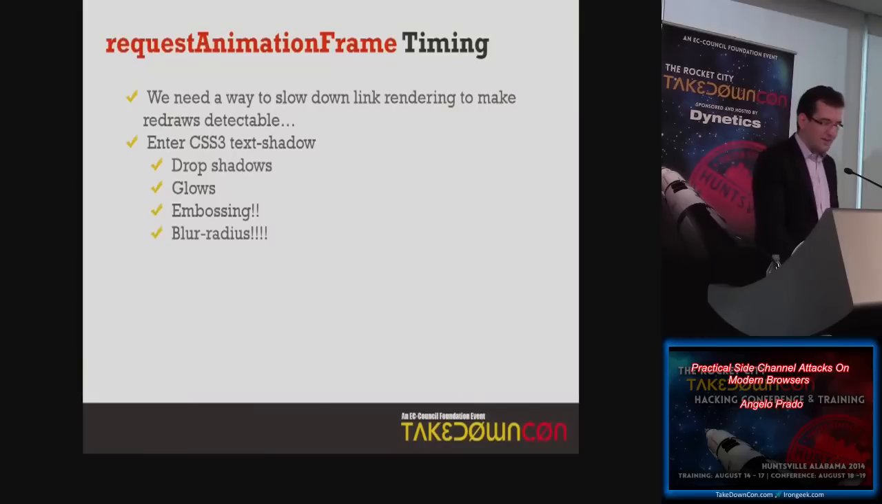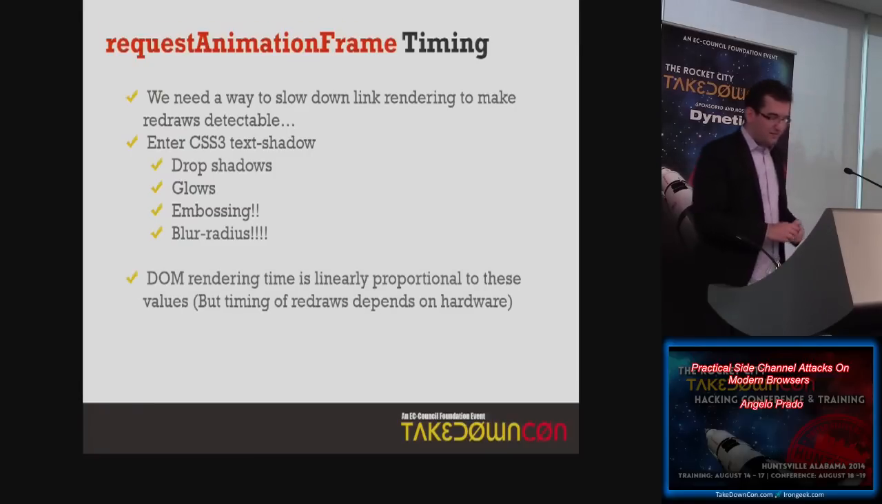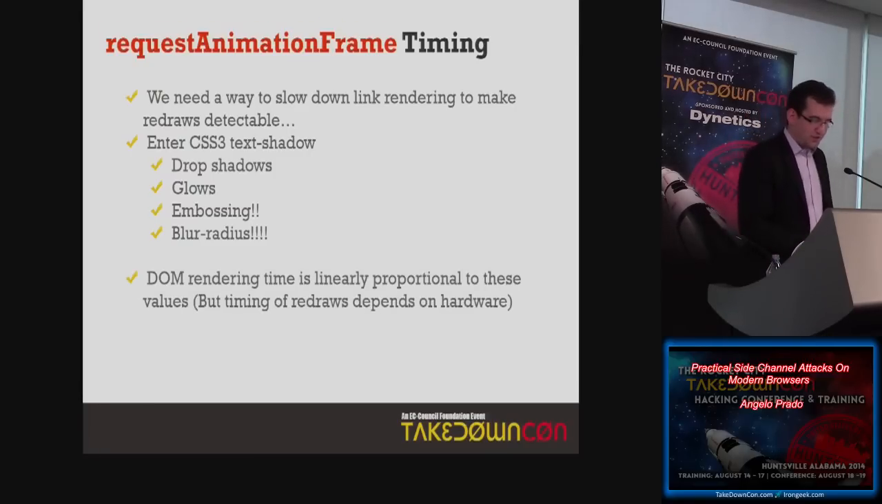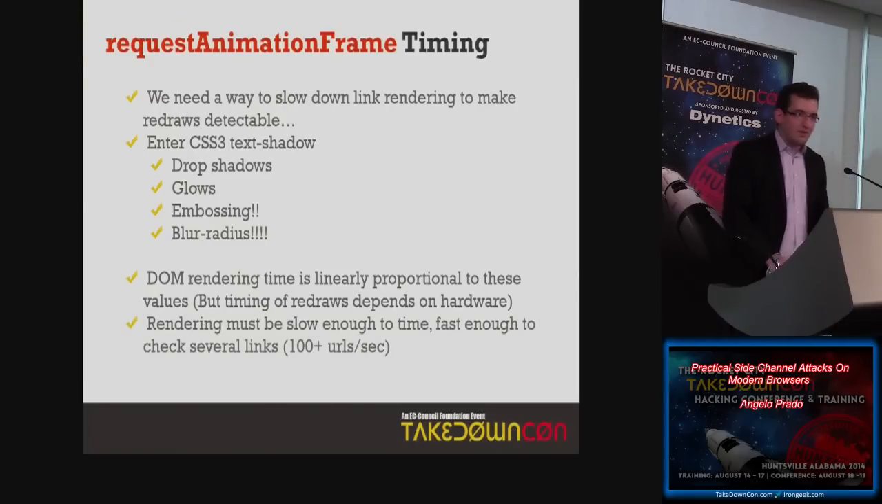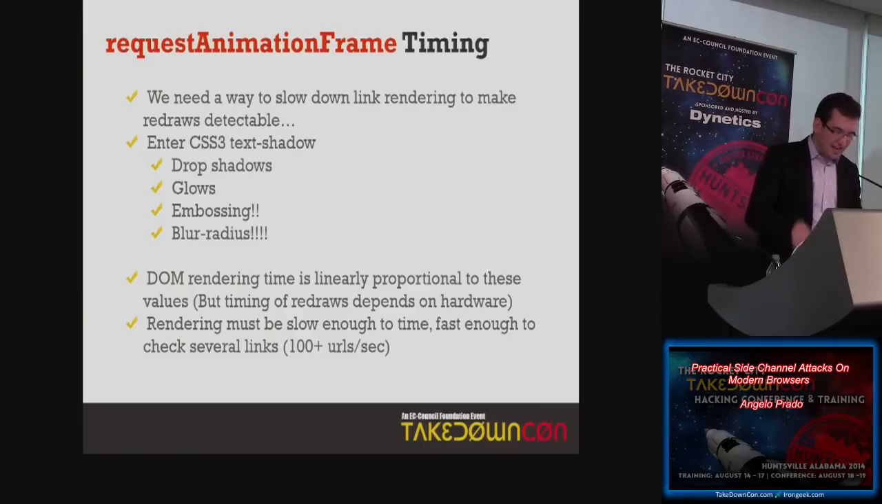Well, CSS3 has a new feature called text shadow. You can drop shadow, you can emboss, you can blur radius. You can be very artistic with your links. You can put borders, you can put 3D. And the rendering time is proportional to the values. But of course, the values will depend on how fast your hardware is, and whether you're connected to battery or not. So we need to slow down the rendering so that we can check several links.